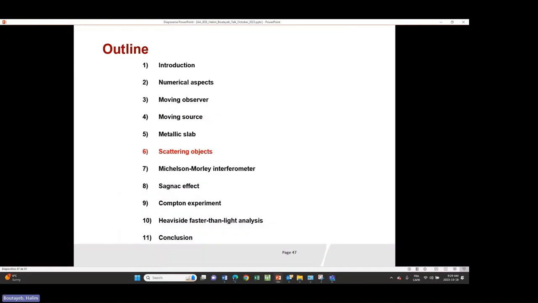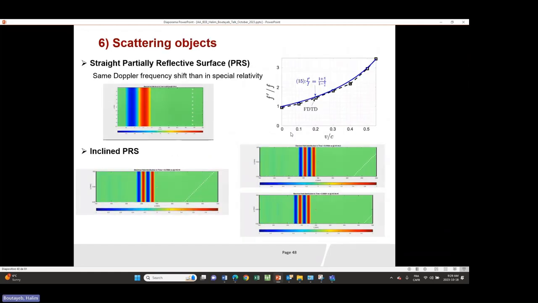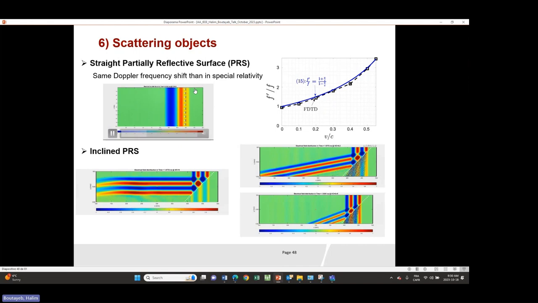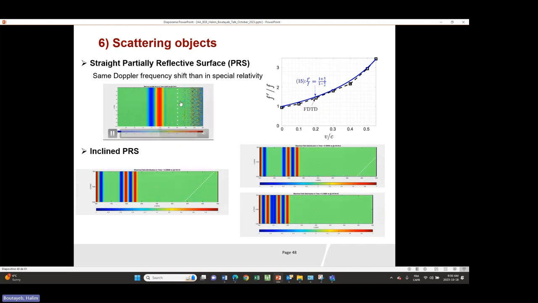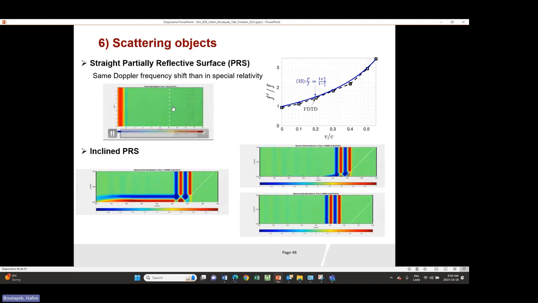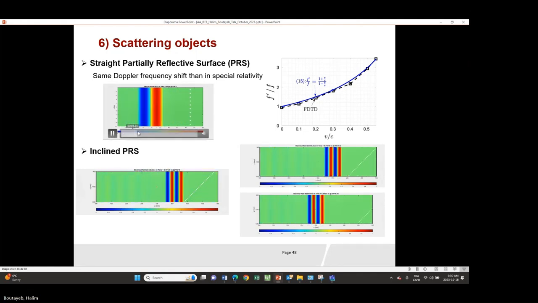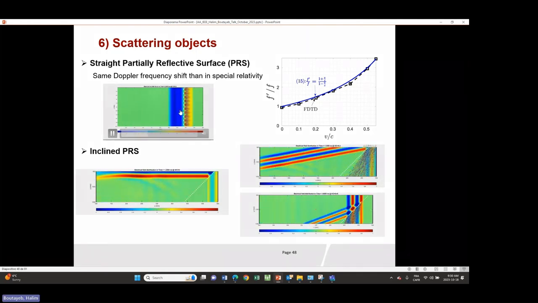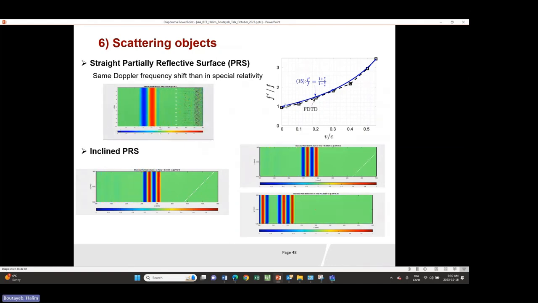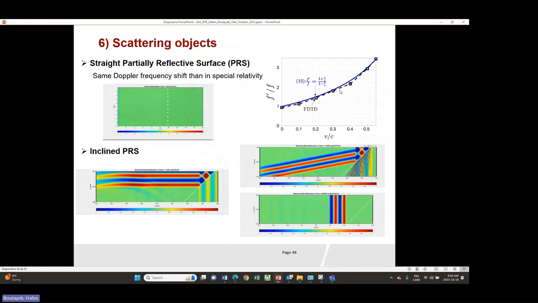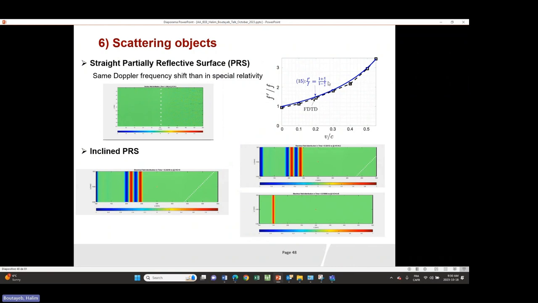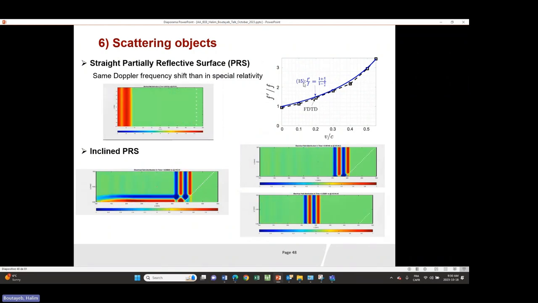Now I will talk about a scattering object. Here we have a partially reflecting surface: a periodic structure of metallic wires moving in this direction. We can see the Doppler effect, so the frequency increases in this direction. We analyzed the Doppler effect, and the formula is the same as special relativity that we see here.